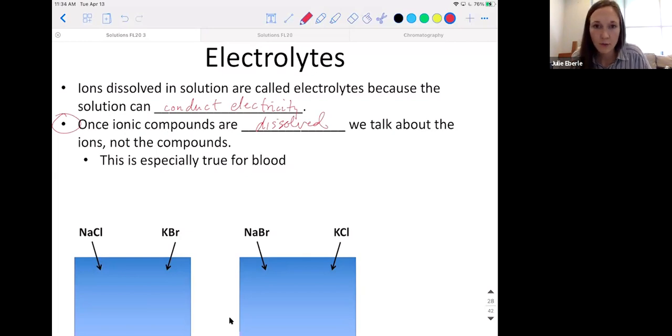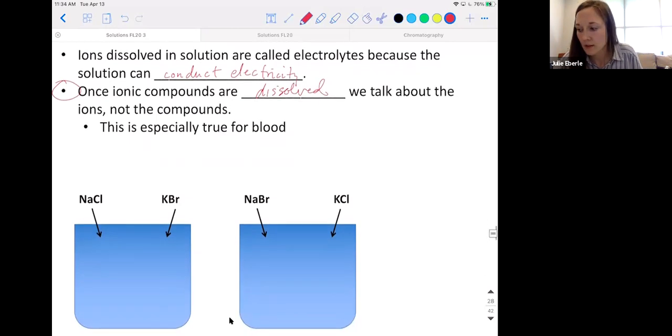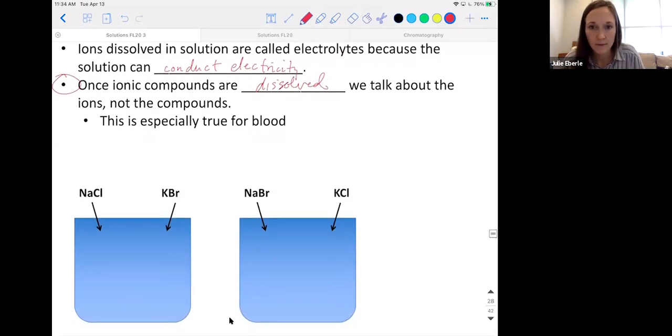This is especially true for blood. For example, consider the 2 pictures I have down here. If I add totally different compounds to these beakers. So I've got sodium chloride and potassium bromide for the first one. The second one, I have sodium bromide, potassium chloride, 4 different compounds here. But once they're in solution, what do you get? Well, everything's going to dissolve. So I would get sodium. Now I would get some chloride. I would have some potassium. And then I would also have some bromide.